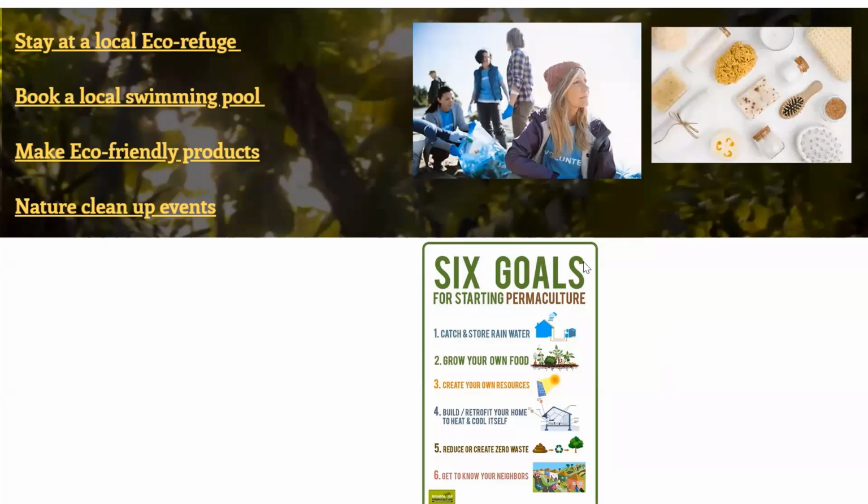So this will meet the 6 goals for permaculture: catching and storing rainwater, growing your own food, create your own resources, build, retrofit your home to heat and cool itself. And we will be focusing on these 3 and 4 in tier 3. And reduce or categorize waste, which is making compost, and getting to know your neighbors as much as you can by these activities that can make people meet together.